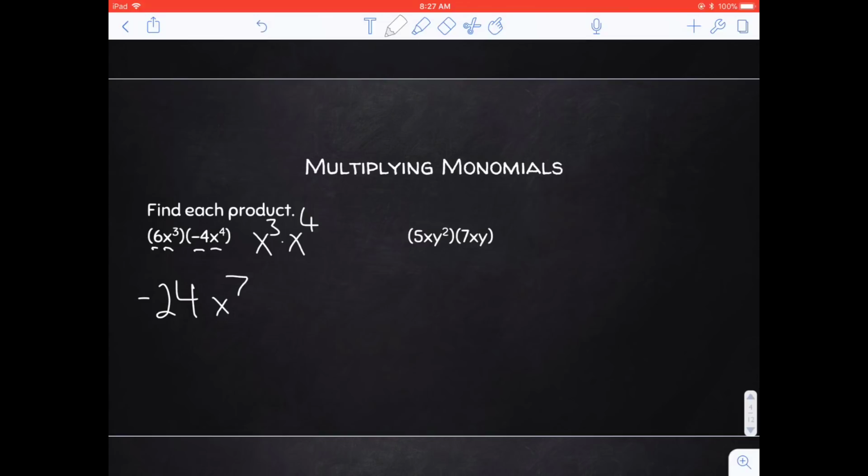Now our next one, we have two variables, x and y. Nothing should change. We still do our numbers. So 5 times 7 is 35. X times x, there's a 1 on each of those, so that becomes x squared. And then we have y squared times y, which there's a 1 on that one, so we get y cubed. So notice that each step I am just dealing with the numbers, then my first variable, and then my second variable. If there's a third variable, we deal with that one at that point as well.